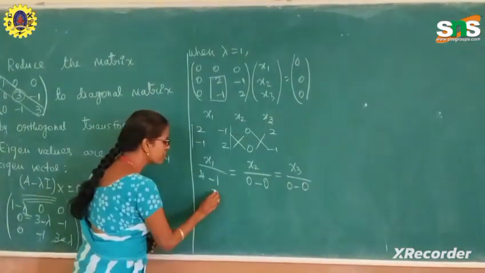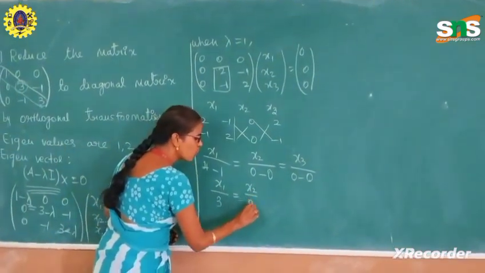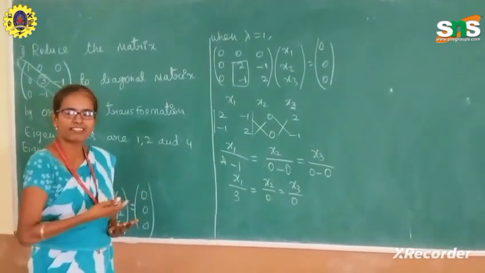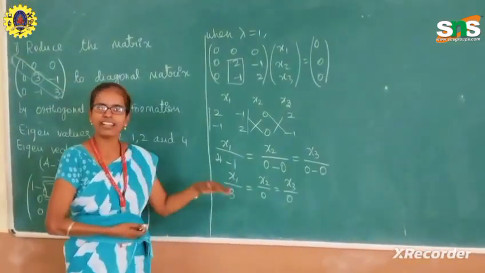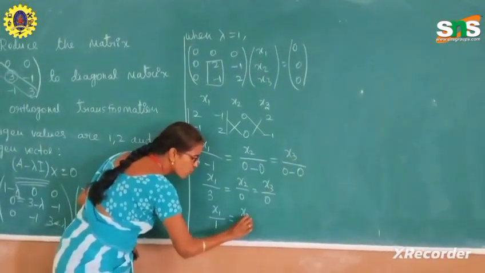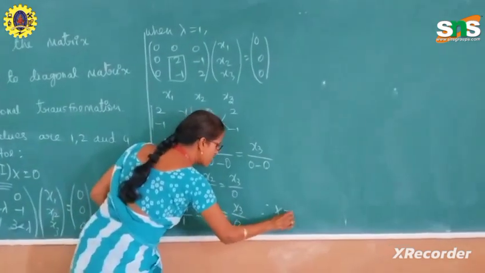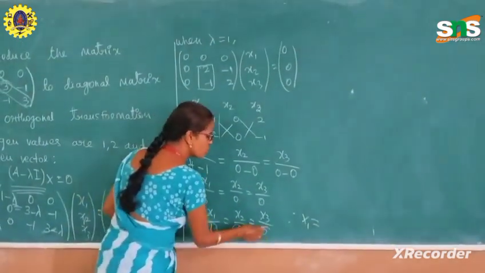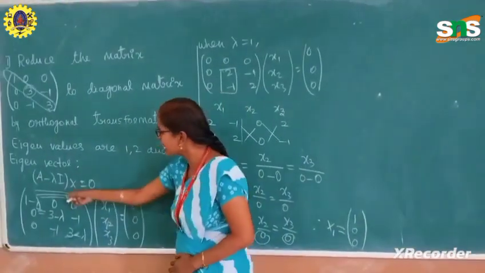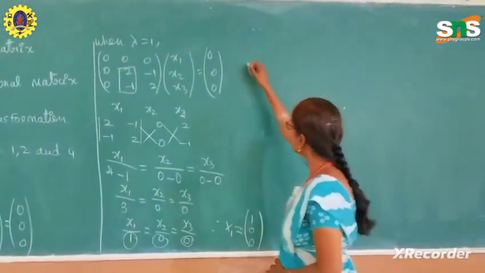Now tell me the value: x1 by 4 minus 1 is 3, and x2 by 0 and x3 by 0. If anything is common, we can divide. Here 3 is common, so we divide the whole thing by 3. That means we get x1 by 1, x2 by 0 and x3 by 0. Therefore, we can write the elements as 1, 0, 0, because that is what we have chosen here, capital X as x1, x2, x3. So now we got one eigenvector. Go for the next case.